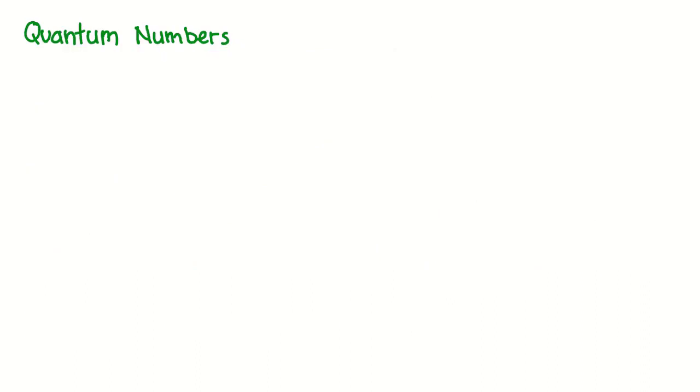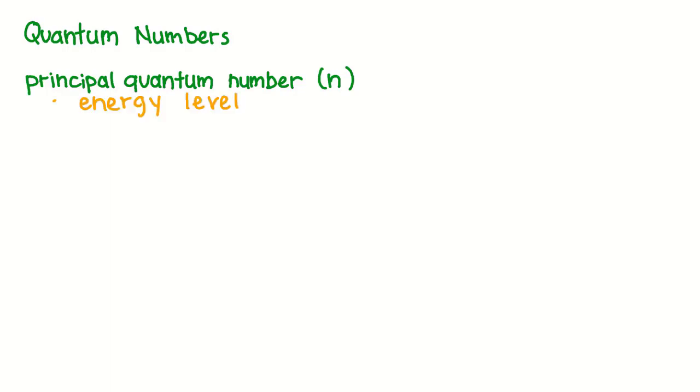We can easily refer to a specific atomic orbital by using a set of numbers called quantum numbers. The first is the principal quantum number, which is given the letter n. This quantum number tells us the energy level. For the first energy level, n equals 1. For the second, n equals 2, and so on. This quantum number also tells us about the orbital size, because orbital size increases with the energy level.